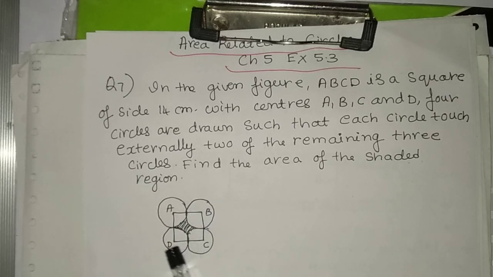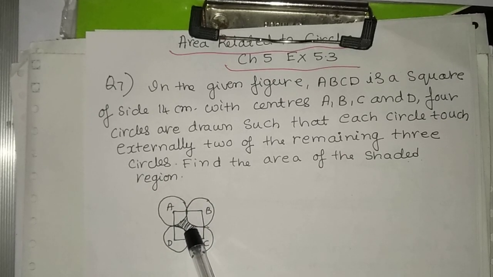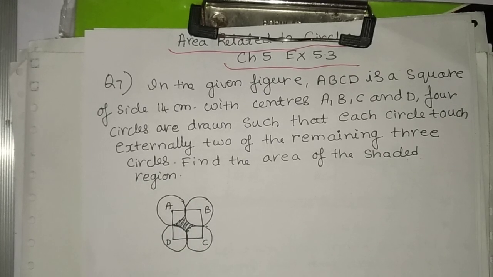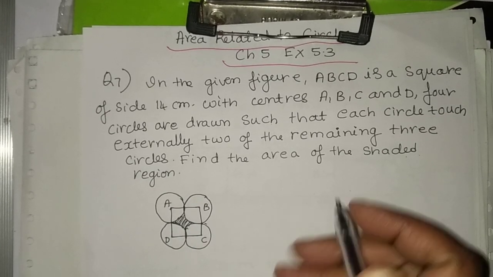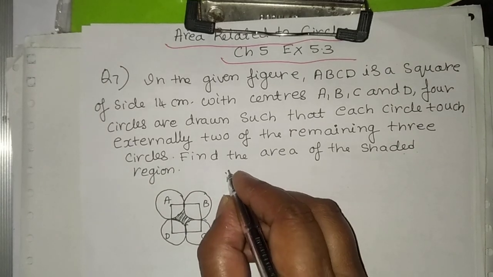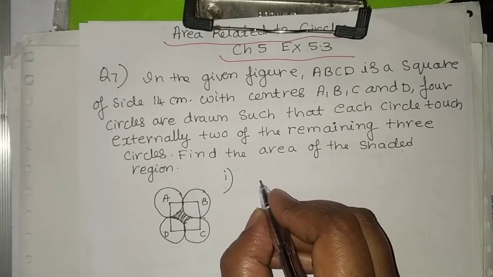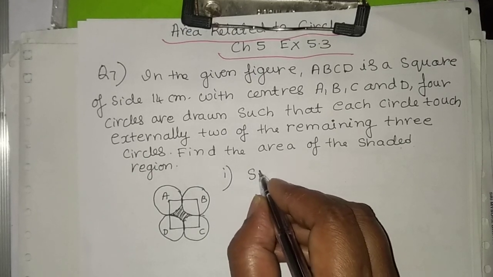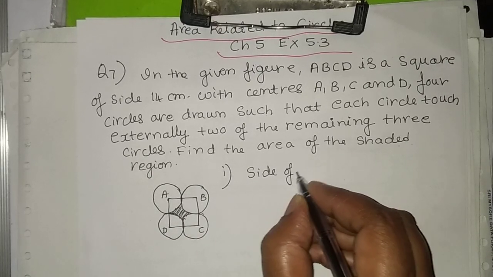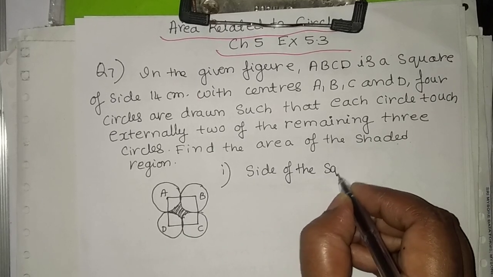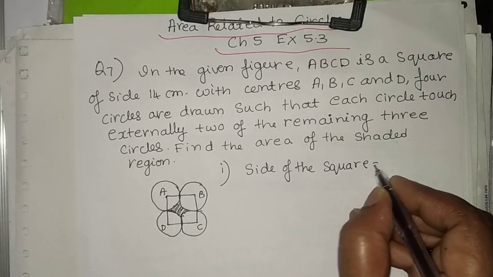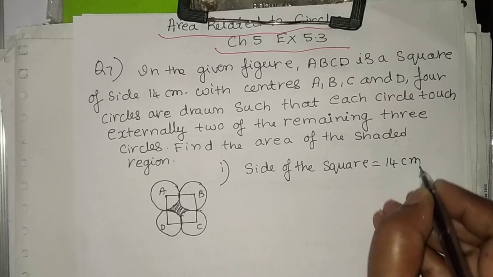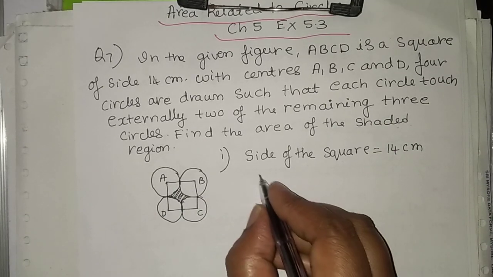So see here, these are the four circles given and a square is drawn, and we have to find out the area of this shaded region. So first part in the question we'll see: the side of the square, since it is a square, is 14 centimeters.